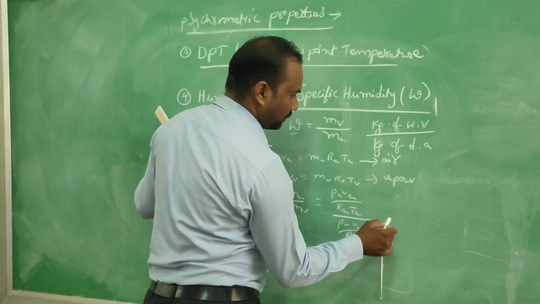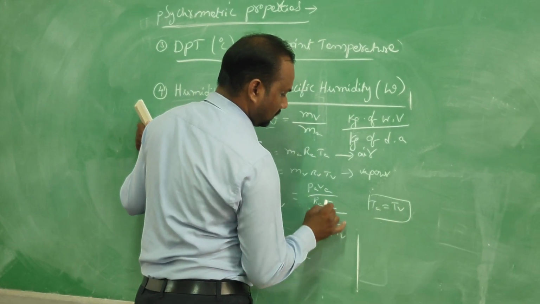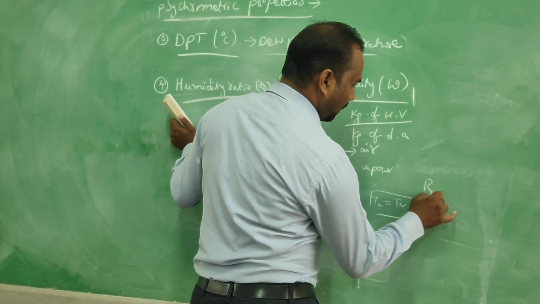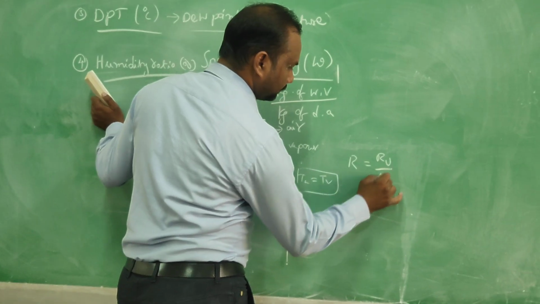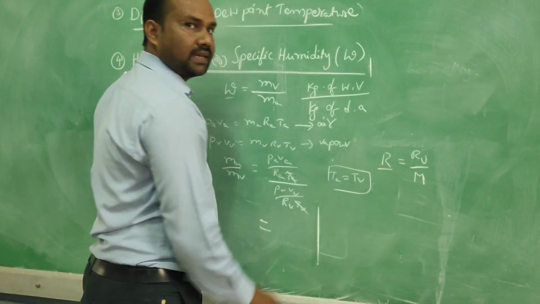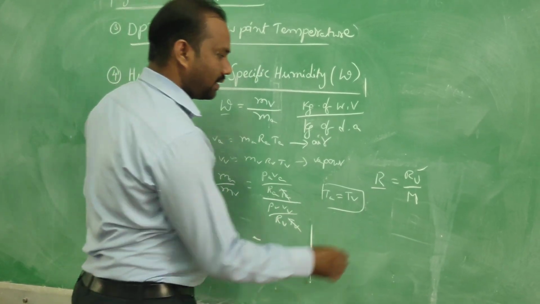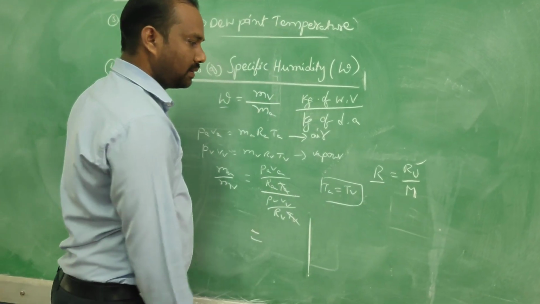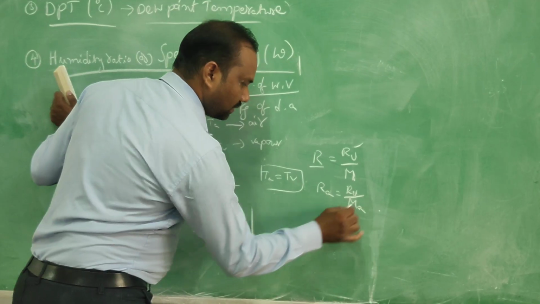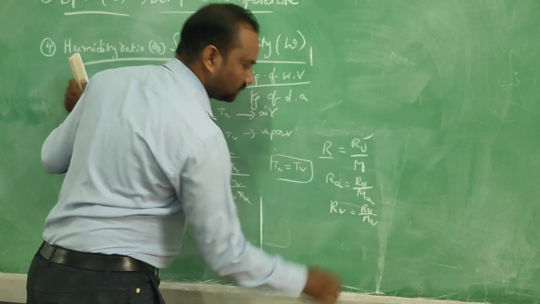For a given temperature, the temperature TA equals the temperature of water vapor TV, so these two get cancelled. Then we have R equals RU by M, where R is the characteristic gas constant, RU is the universal gas constant, and M is the molecular weight of the element. For air, RA equals RU by MA. For water vapor, RV equals RU by MV.